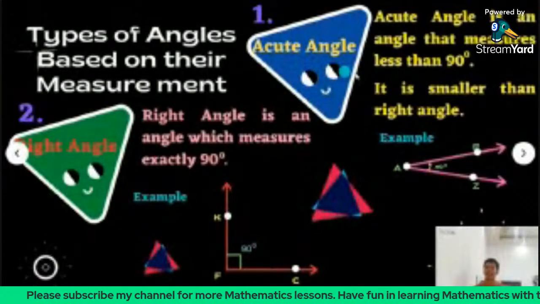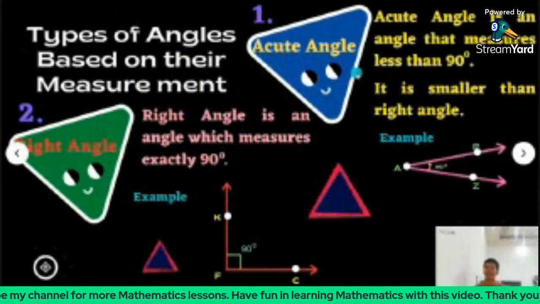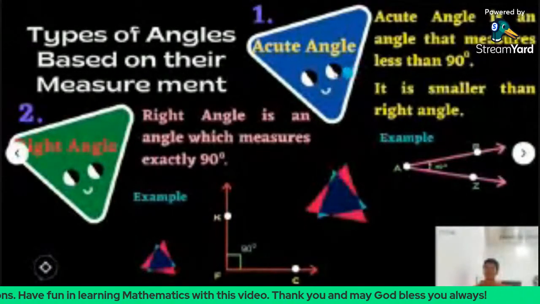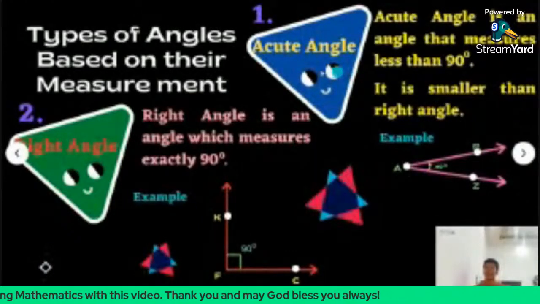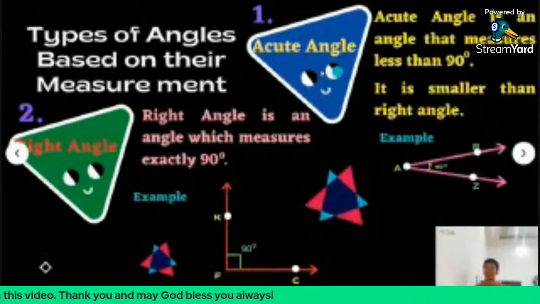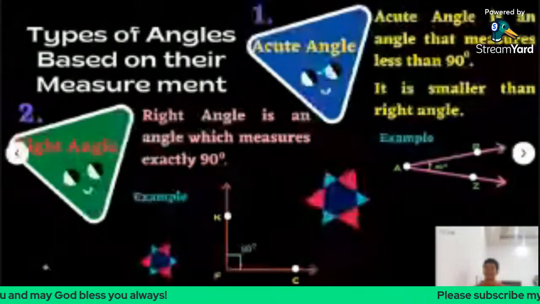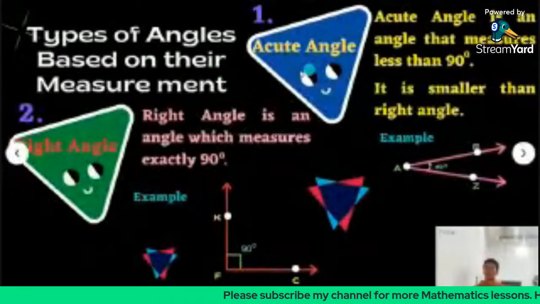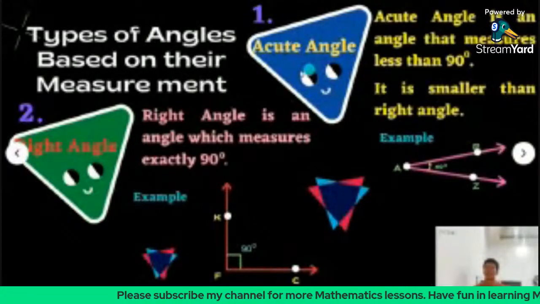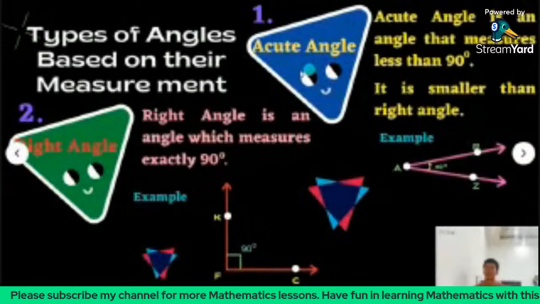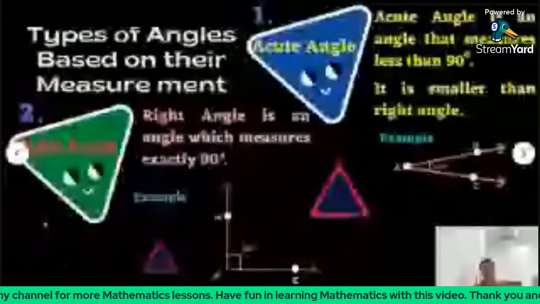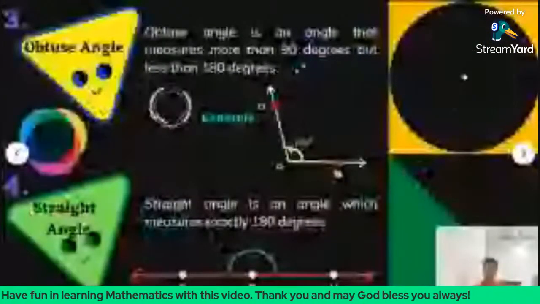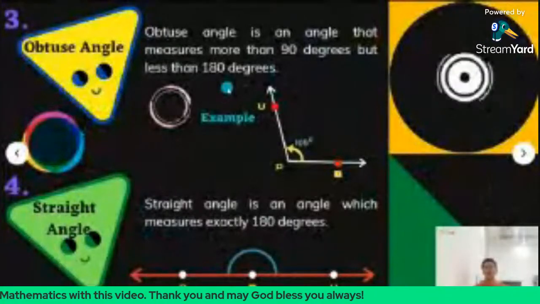And for the last type, we have the straight angle. Number 4 is a straight angle. What does it mean when we say straight angle? A straight angle is an angle which measures exactly 180 degrees. Just like the right angle, which has an exact measurement of 90 degrees, the straight angle also has only one measurement, exactly 180 degrees.